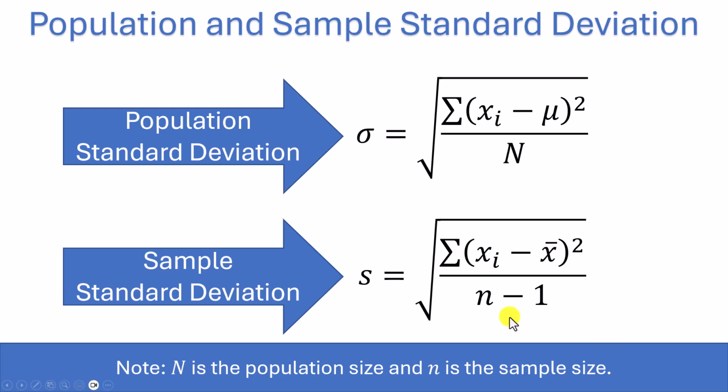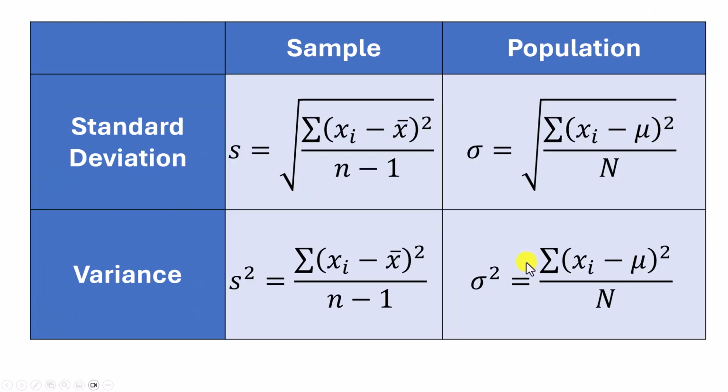Now, you might be wondering why n minus 1 here and just n here. Well, the details of that are a little bit beyond this class, but just suffice to say that usually when we're calculating a sample standard deviation, the idea is we would like that sample standard deviation to be as close as possible to the population standard deviation. And it can be proven mathematically that the sample standard deviation will be a better estimate of the population standard deviation if we divide by n minus 1 rather than just n. Okay, so here are the standard deviation and variance formulas all on one slide. Here are the standard deviation formulas from the previous slide, and the variance formulas are really just the same thing, but without the square root.